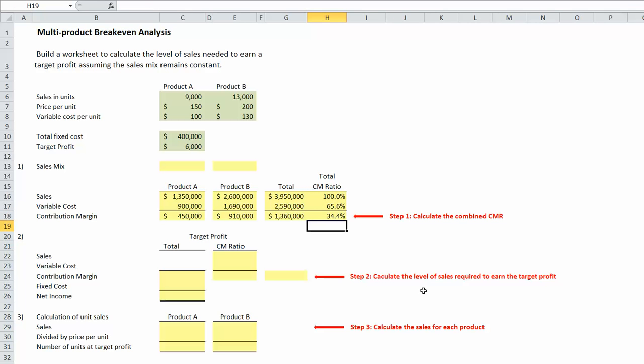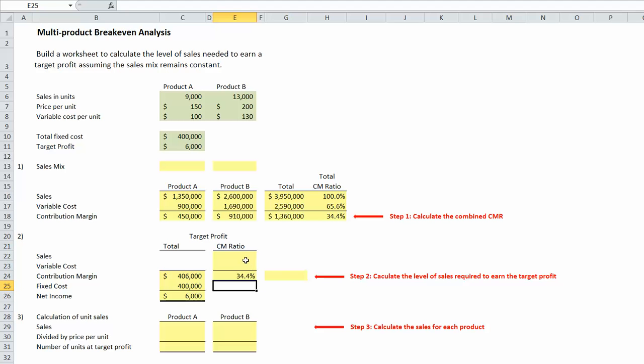All right, step 2. We need to calculate the level of sales to earn our required target profit. In this case, we're told our target profit is $6,000. Our fixed costs are given as $400,000. So we need to earn a combined contribution margin of $400,000 in fixed costs plus our target profit of $6,000, or $406,000.